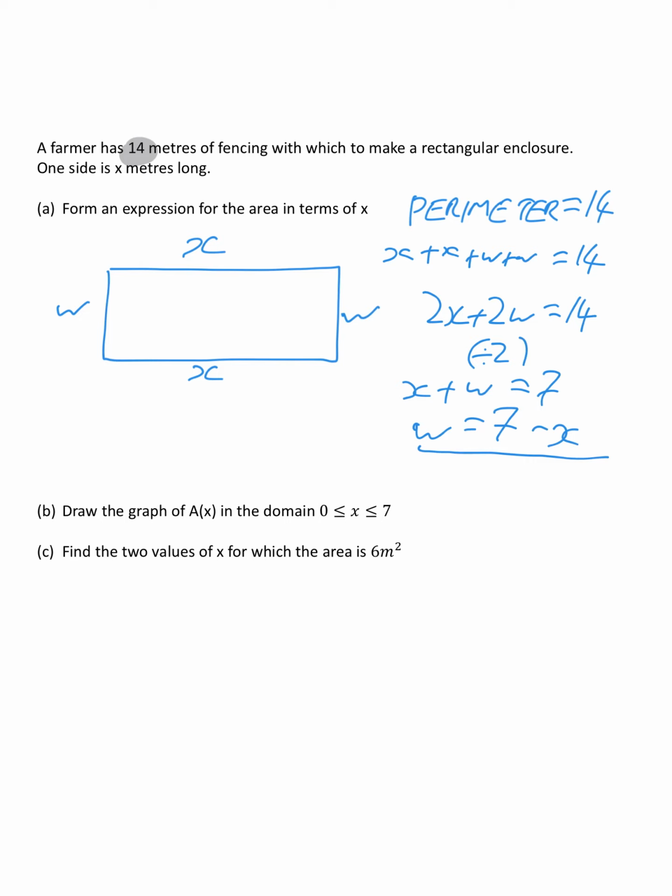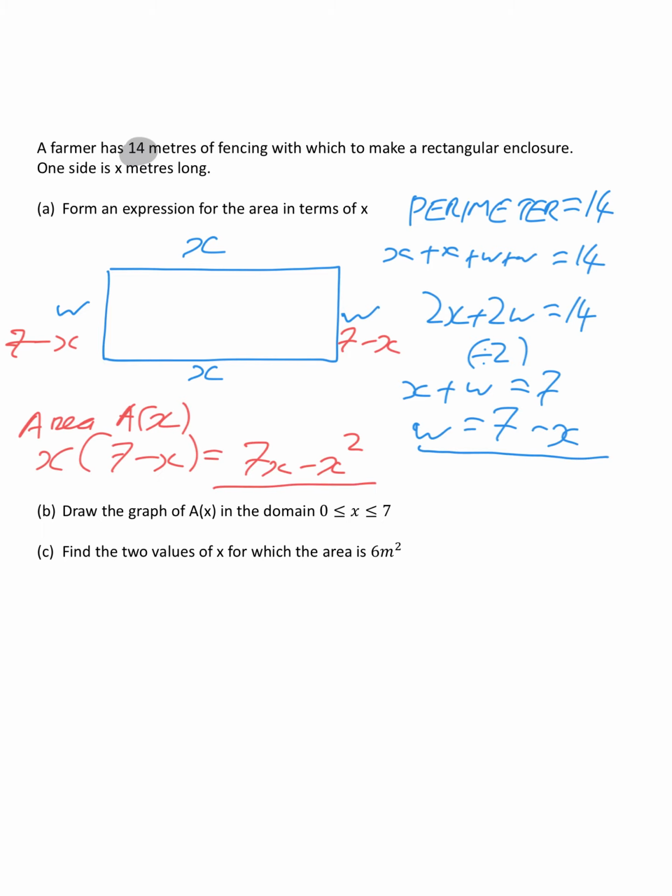I'm just going to put that in at the side now. So 7 minus x and 7 minus x. So now my area, I'm going to call that A of x. We know how to find the area of a rectangle. We just multiply the sides. So x times 7 minus x. This will equal 7x minus x squared. So there's the expression for the area in terms of x. Okay, part B then, we need to draw the graph of A of x in the domain from 0 to 7.